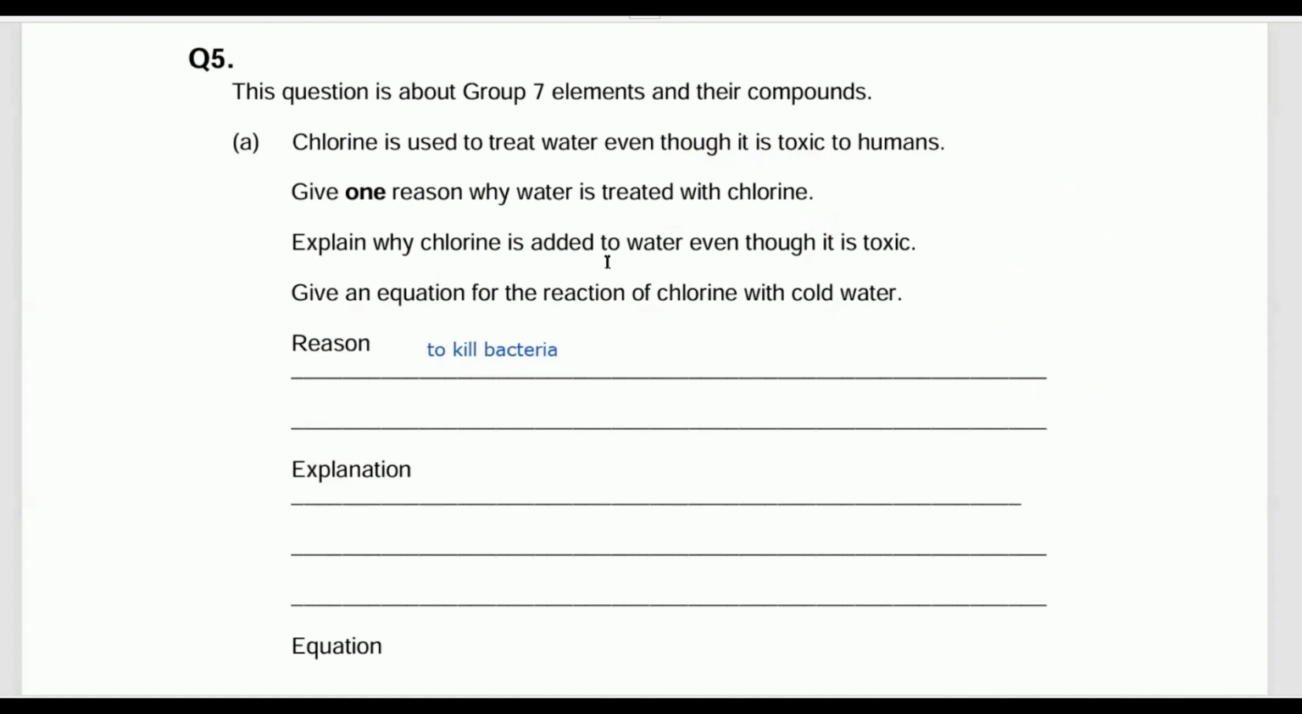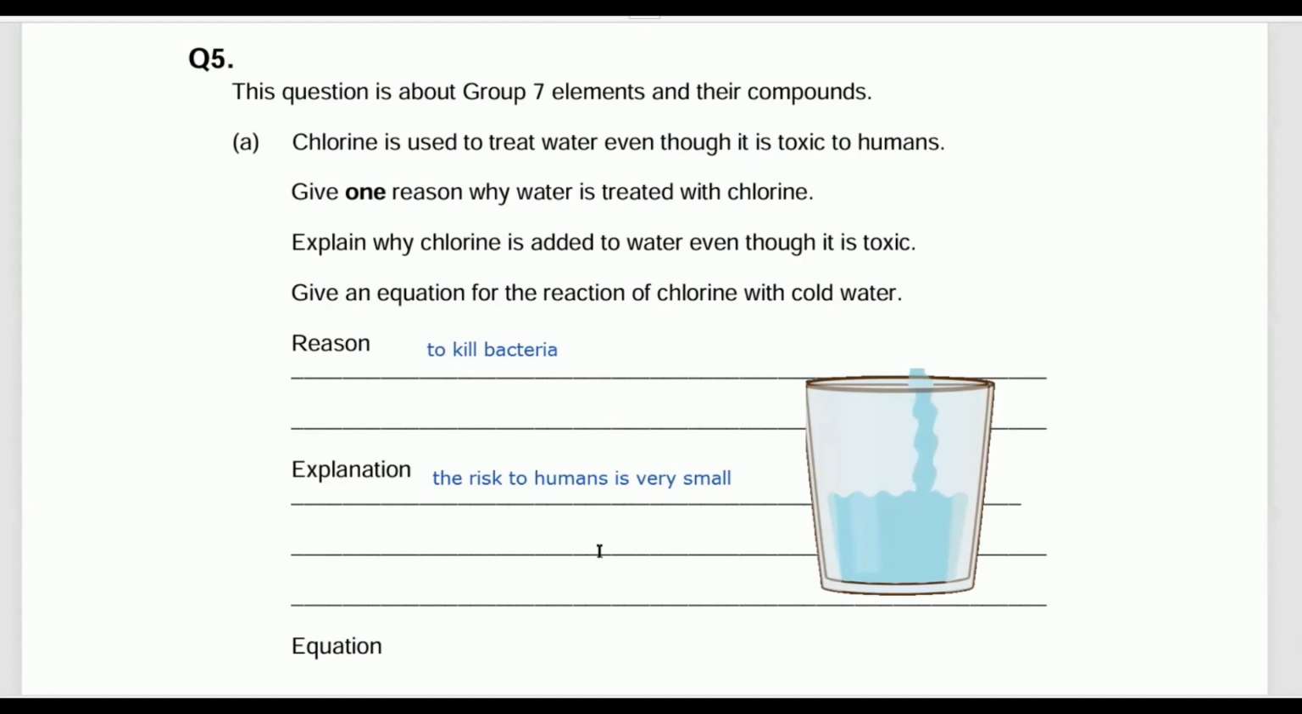Explain why chlorine is added to the water even though it's toxic. So we're going to say the risk to humans is very small. Same reason they add fluorine. People get really upset about governments adding fluorine to tap water. But again, it kills bacteria and all those horrible diseases that you get out of your tap water if they didn't add it. But there is a small risk from adding these halide ions to the water supply.